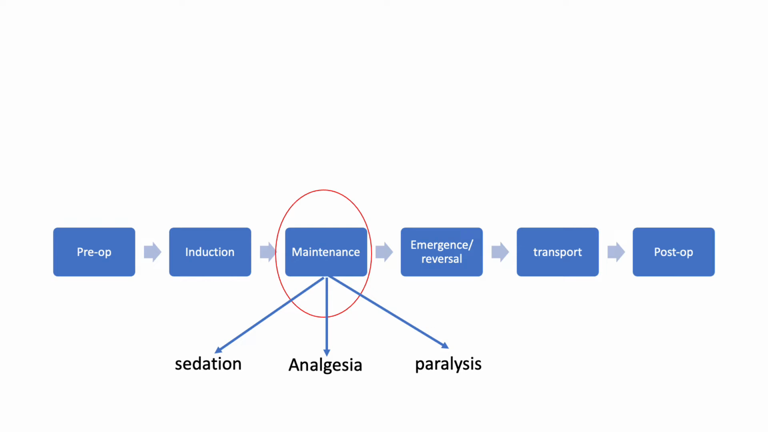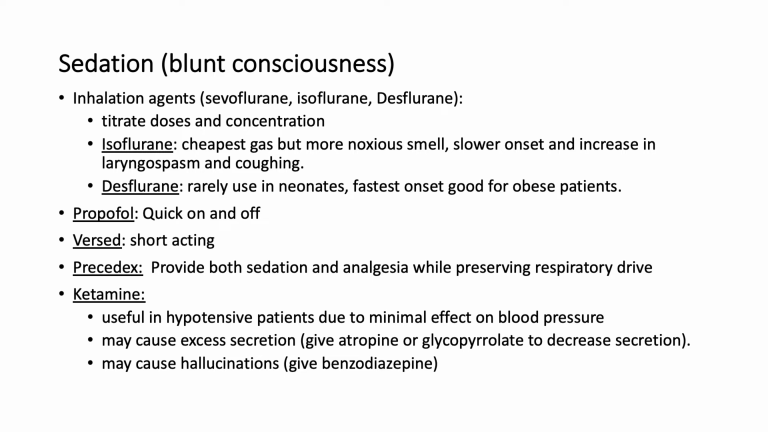After induction, there will be the maintenance phase, which includes 3 areas: sedation, analgesia, and paralysis. Sedation blunts consciousness. Medications used for sedation include inhalation gases: sevoflurane, isoflurane, and desflurane. We already talked about sevoflurane earlier. Isoflurane is the cheapest gas but has a really bad smell, slower onset, and increased laryngeal spasm and coughing. Desflurane is rarely used in neonates; its fastest onset is good for obese patients.